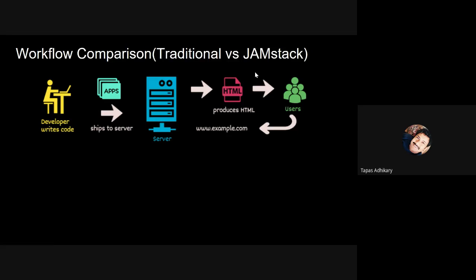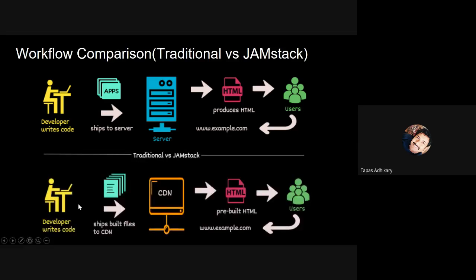Now, how JAMstack will be a little bit different from this is that it is the same developer's code, but instead of shipping the entire application to a server, the developer ships pre-built files to a CDN. We know what a CDN is. It is different from the origin server. It is closer to your users, right? And this is the term that you need to keep in mind: pre-built. It's pre-built content we are actually serving. And then what the user gets is pre-built HTML.